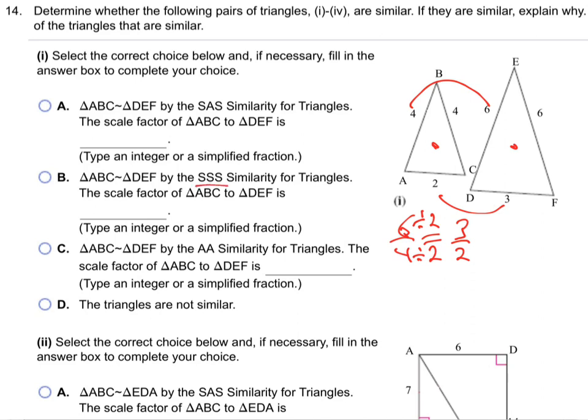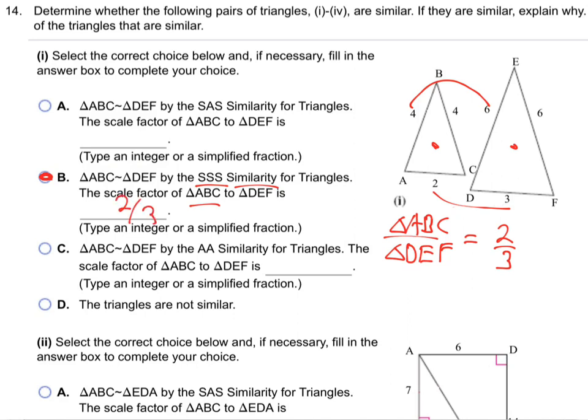That's side similarity is what that is. And what's the ratio? They want the small one first, the triangle, so I should have done it upside down. Right? They want the triangle ABC over triangle DEF. And what's ABC? It's 2 over 3. The ratio is 2 over 3. That's the scale factor, 2 over 3.